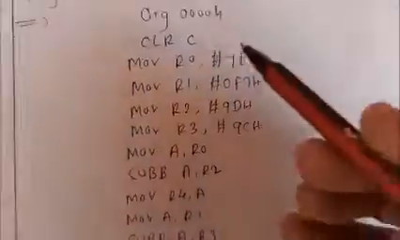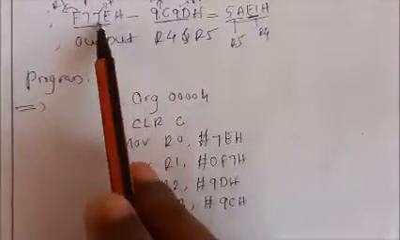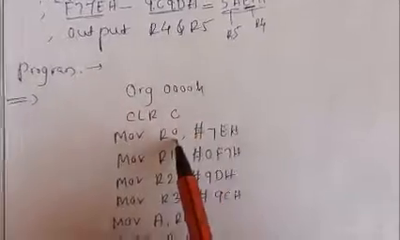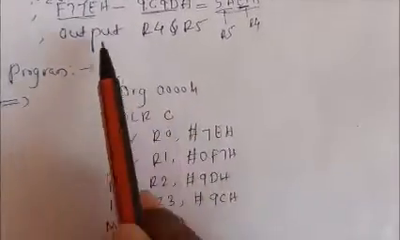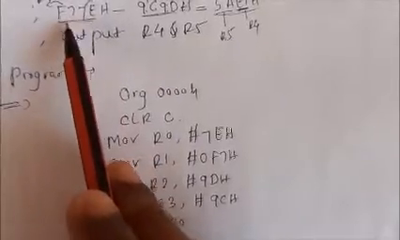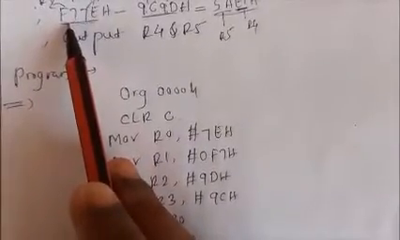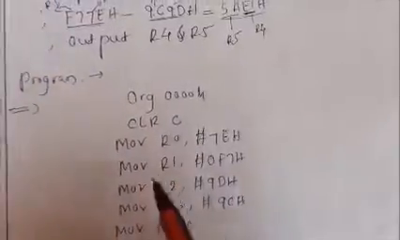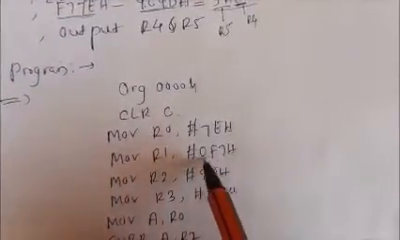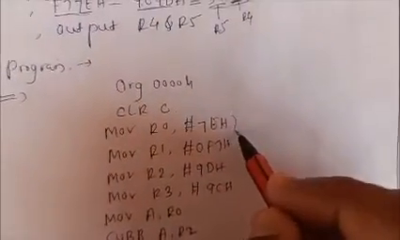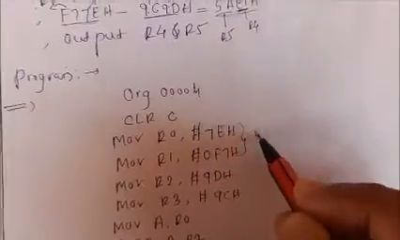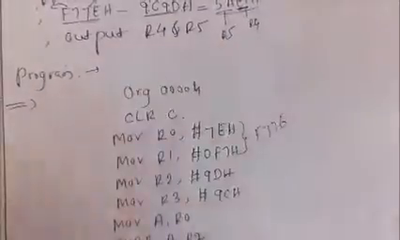After clearing the carry flag, the first number 7E I will load in R0 by using MOV R0, #7EH. I just loaded this number. Next, F7, the higher byte, I will load in R1 by using MOV R1, #0F7H. So by using these two instructions I loaded the number F77E.